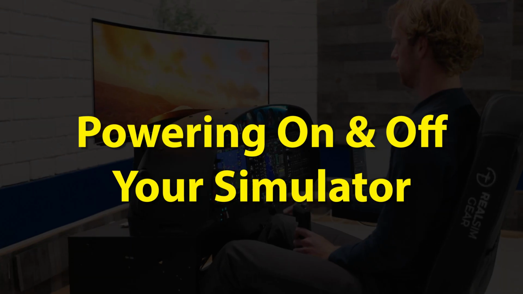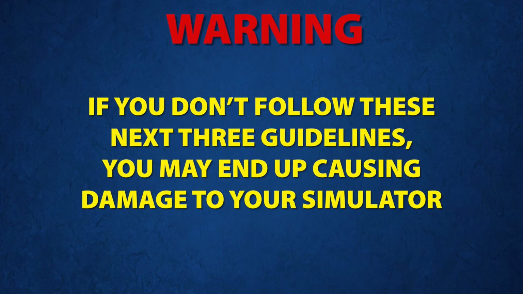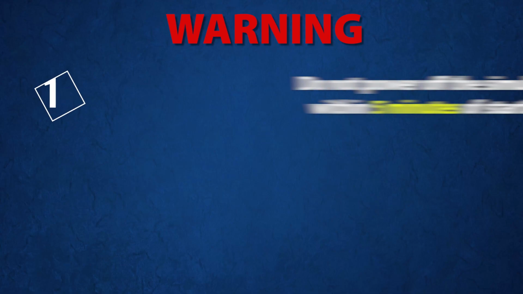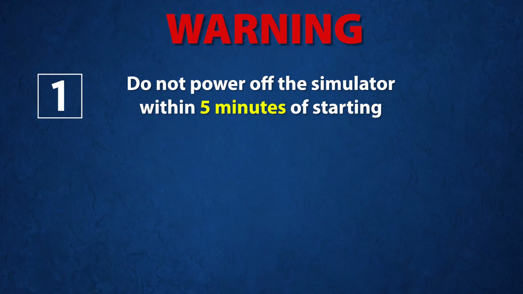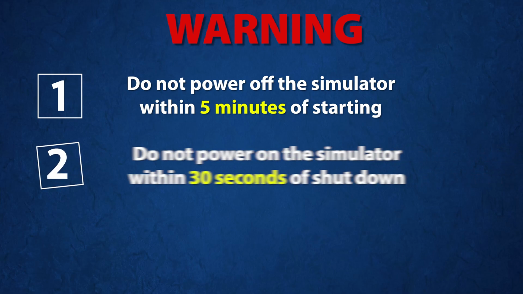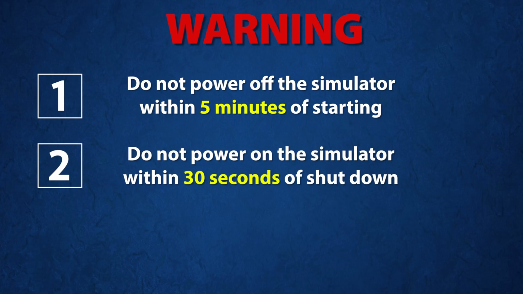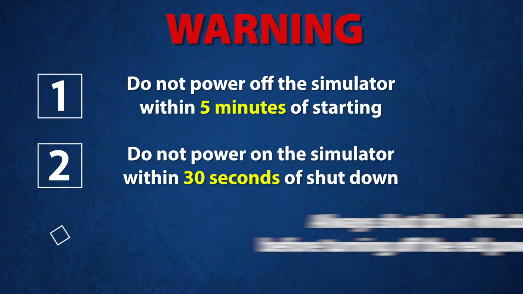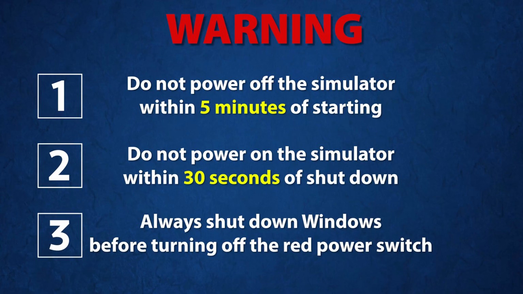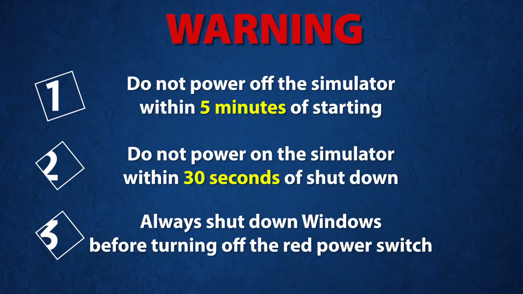Powering on and off your simulator. So, a little bit of a warning here. If you don't follow these next three simple guidelines, you may end up damaging your system. So, number one, don't power off the simulator within 5 minutes of starting it up. So basically, you need to give it time to properly boot up. Number two, don't power on the simulator within 30 seconds of shutting it down, as it needs time to fully shut down. And number three, always shut down Windows before flipping the master power switch to the off position.